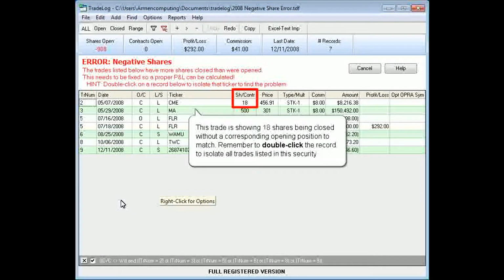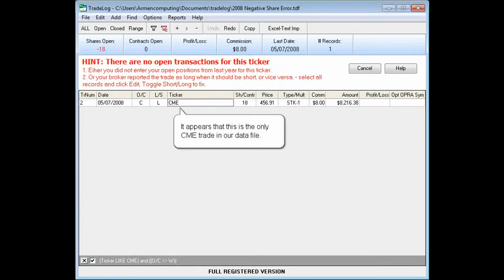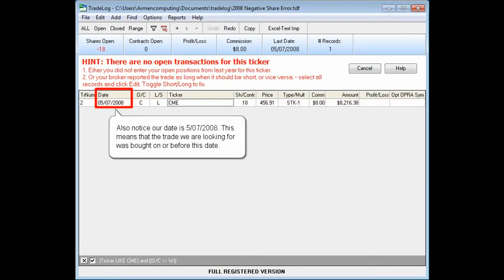This trade is showing 18 shares being closed without a corresponding opening position to match. Remember to double-click the record to isolate all trades listed in this security. It appears that this is the only CME trade in our data file. Also notice that our date is May 7th, 2008. This means that the trade we are looking for was bought on or before this date.